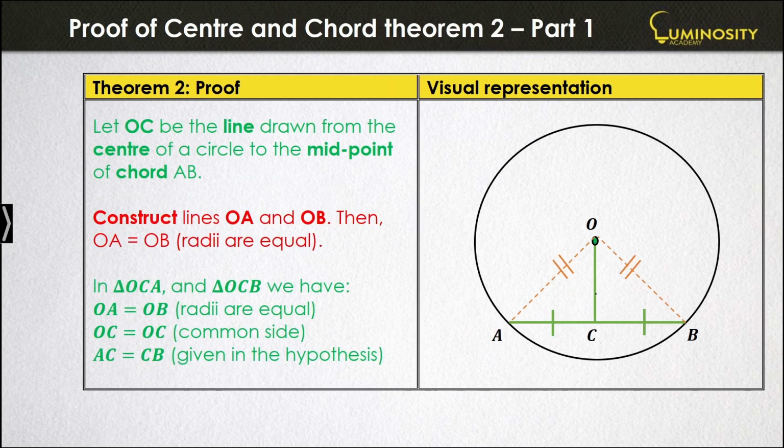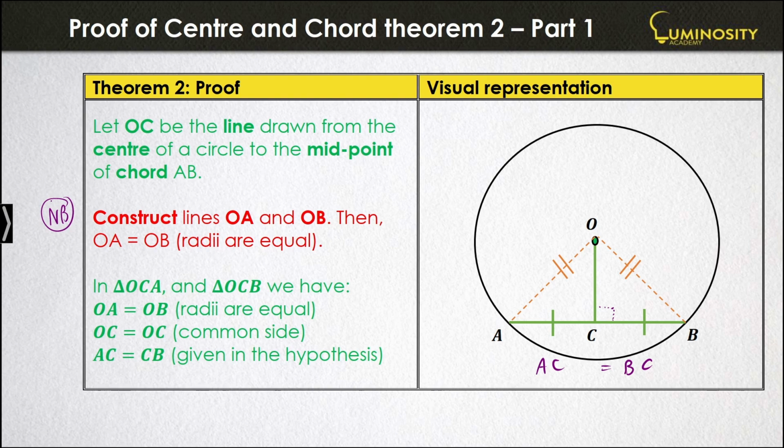So how do we do that? Again, we let OC be a line drawn from the center to the midpoint. That means we already have that AC equals BC. That is the hypothesis part. We are trying to show that this must be a 90-degree angle, okay? Because then we have a perpendicular line, and that's what we're trying to show. So again, the clever construction is to construct the radii lines, OA and OB.